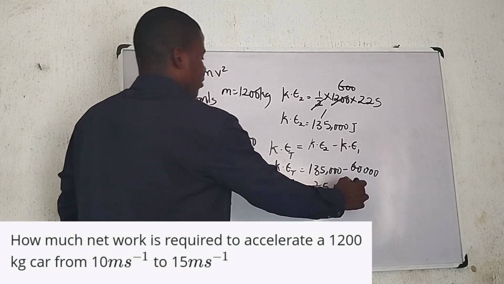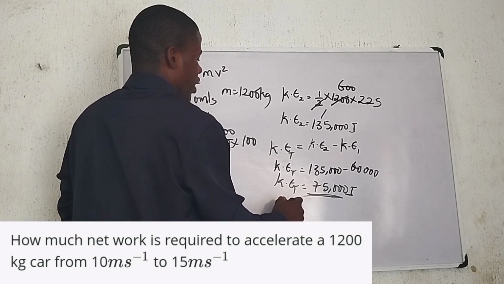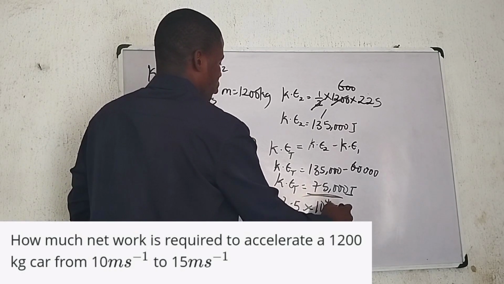So our answer is 75,000 joules. If you would like, keep it in standard form. It is 7.5 times 10 raised to power 4 joules, and that's our answer.